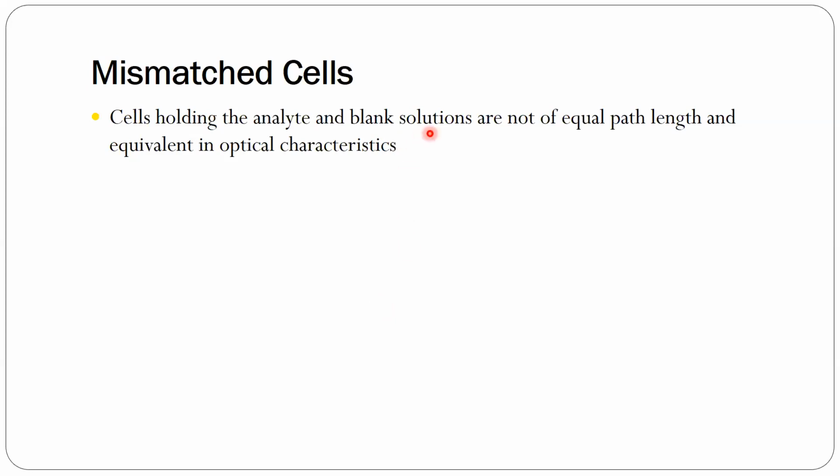So, ang nangyayari kasi minsan, nagkakamali, nagkakaroon ng mismatch ng cells. So, meaning they are not of equal path length, okay? Or even if they have, but if they differ in optical characteristics, medyo for example, mas madumi yung isang cell o kaya mas mataas or mas mababa ng konti yung index of refraction niya. So that could be also a limitation. But you can correct that kasi ang mangyayari naman dyan is if you are going to plot Beer's plot, then you will see it as a y-intercept.